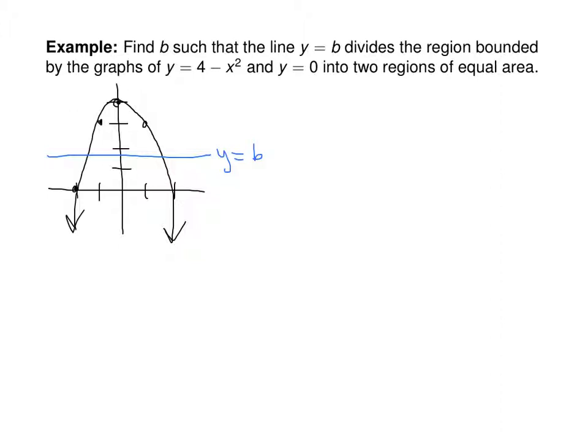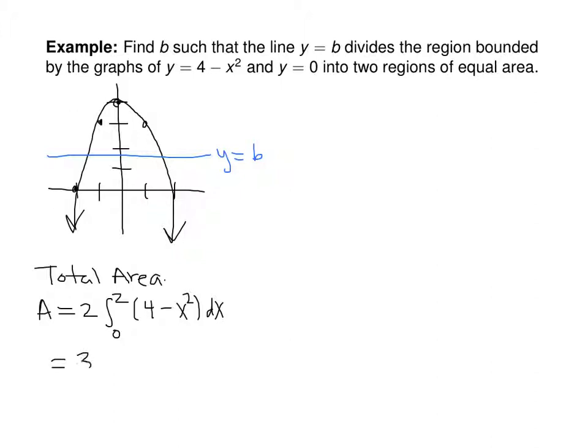So first of all, let's figure out the total area underneath 4 minus x squared and y equals 0. So total area A will equal twice the integral from 0 to 2 of 4 minus x squared dx. And I'm going to spare you the boring details because you guys can differentiate and do arithmetic. You get 32 thirds for that total area. So the area underneath the parabola, bounded by the parabola and the x-axis, is 32 thirds.